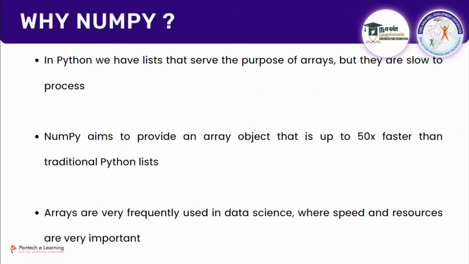And why NumPy? In Python we already have list, right, that serves the purpose of array, a collection of items. But the difference between them is, Python lists are very slow compared with NumPy arrays. Both are doing the same process, but Python list is slow, and NumPy array is fast. NumPy aims to provide an array object which is 50 times faster than the traditional Python list. So when you are handling a lot of data, it will be useful to go with NumPy for some operations.